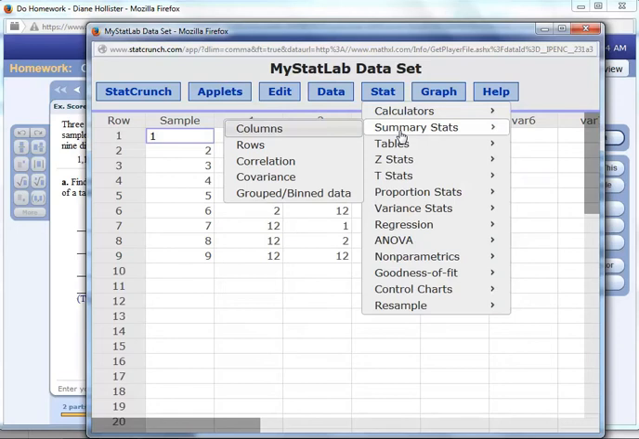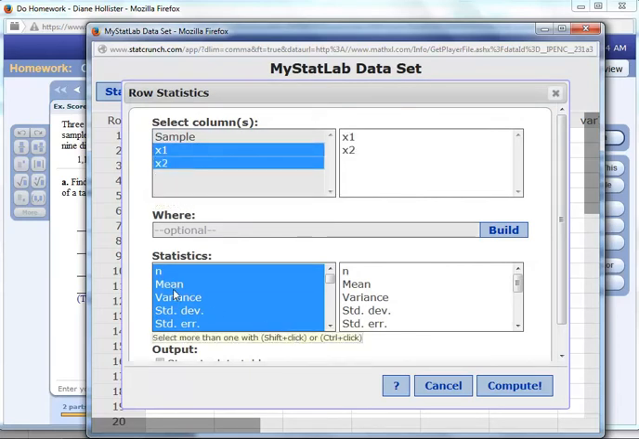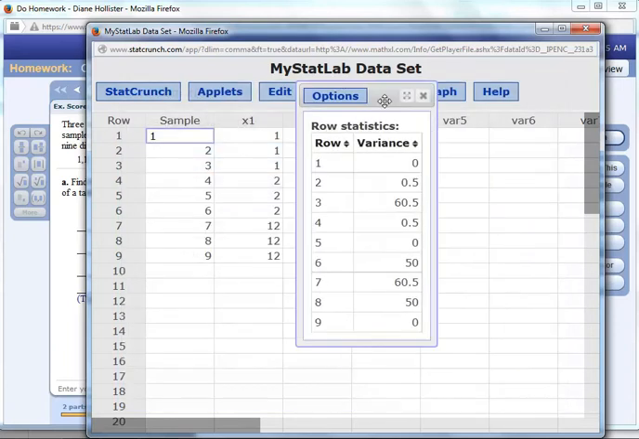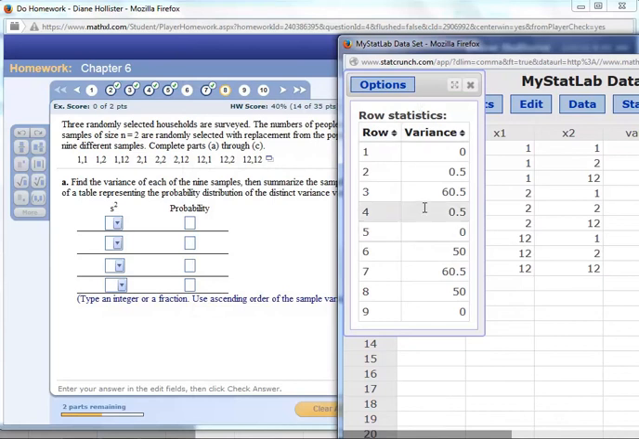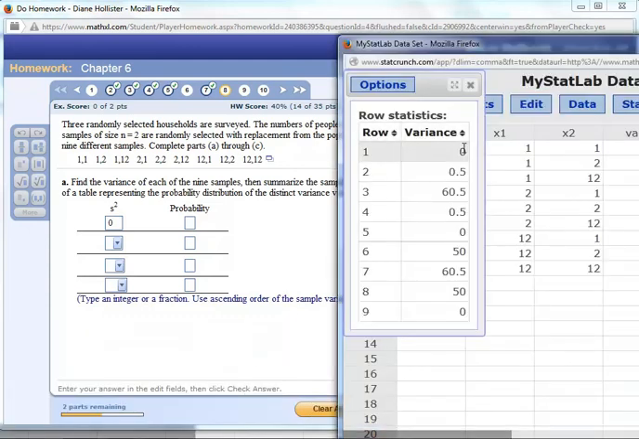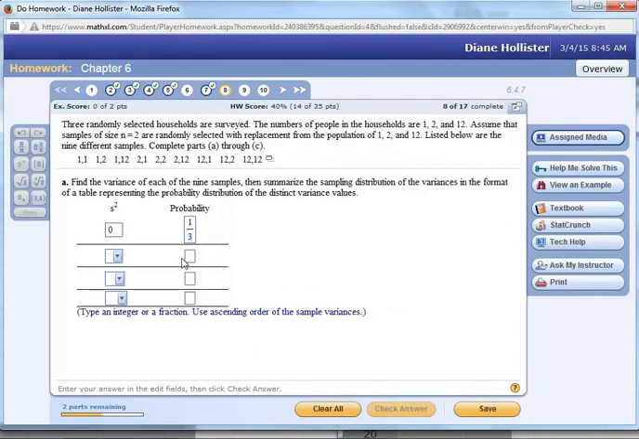We're going to click Summary Stats, but instead of doing it by columns like we did in Chapter 3, we're going to click by rows. And we're going to highlight X1 and X2, and all we really need is a variance. I'm just going to click that one. And you'll notice that I now have my row statistics. So the first thing I'm going to do is say, okay, how many of those had a variance of 0? 1, 2, 3. So 3 out of my 9 pairs had that.